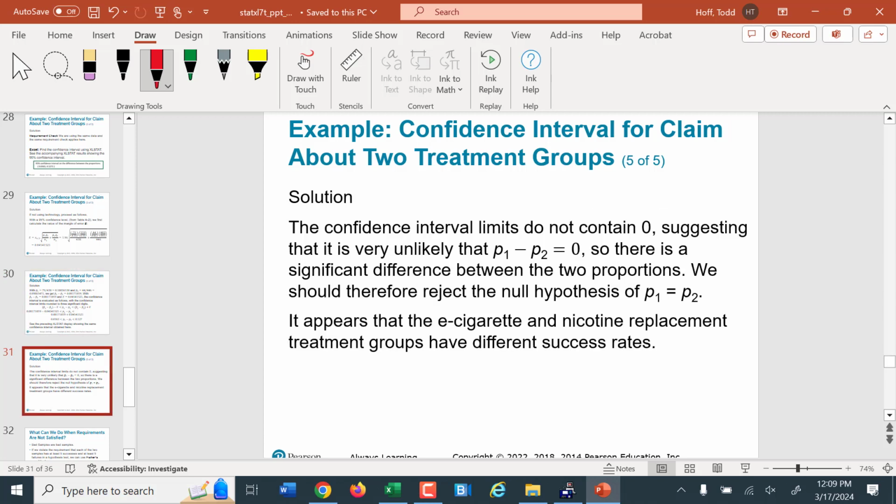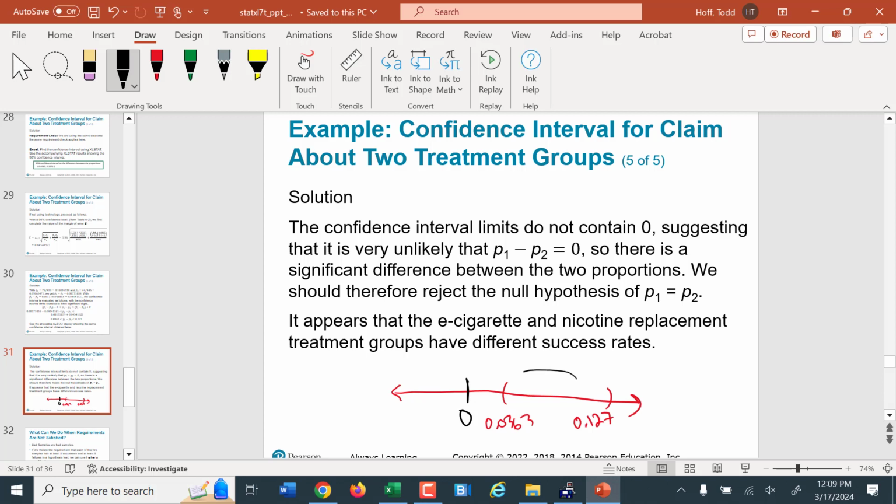Like we said, to interpret this confidence interval, add a number line here. We're going from 0.0363 to 0.127. The value of 0 would be way over here on the number line. It's not in that interval. So it is unlikely that those two proportions are equal. It's unlikely that the difference is 0, so it's unlikely that they're equal. This confirms our conclusion that the e-cigarette treatment is most likely better than the nicotine replacement treatment.